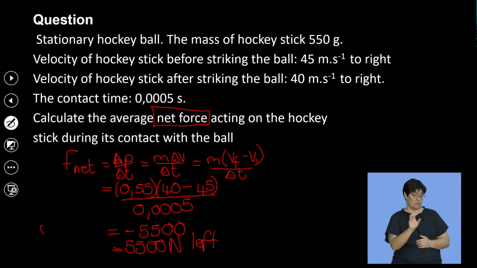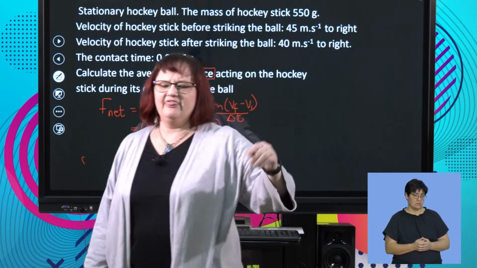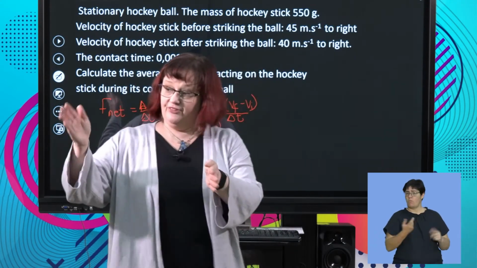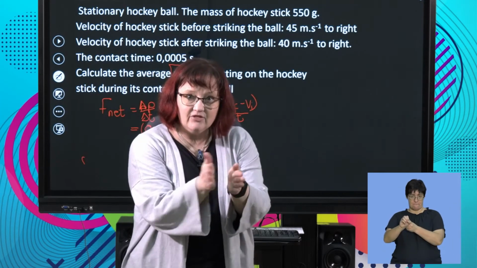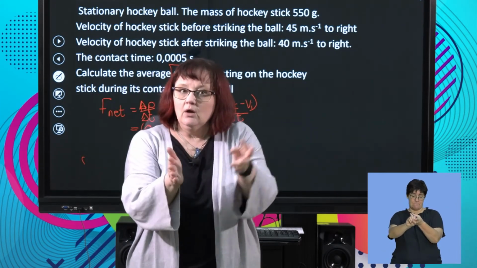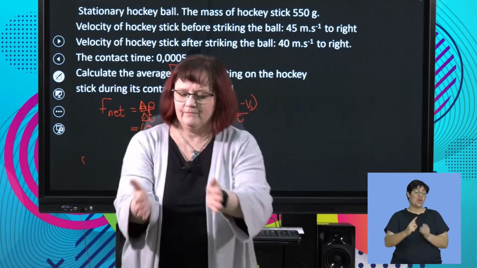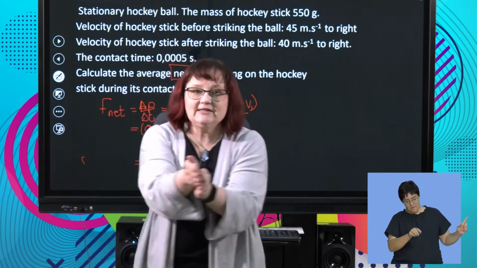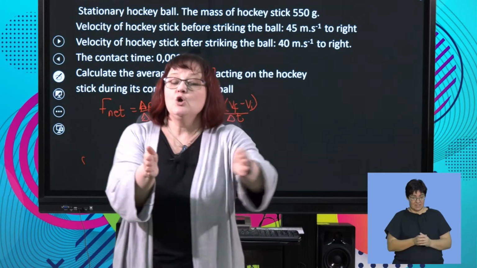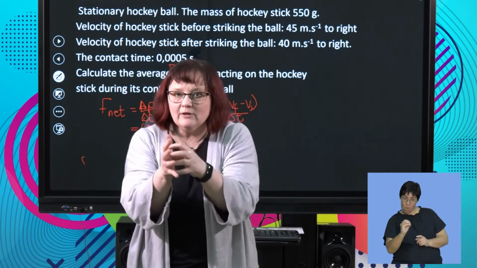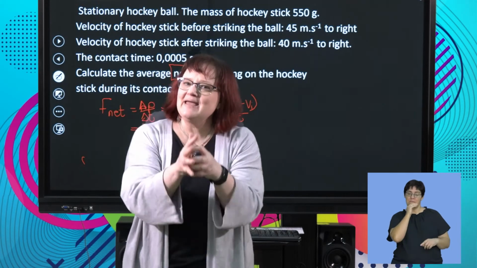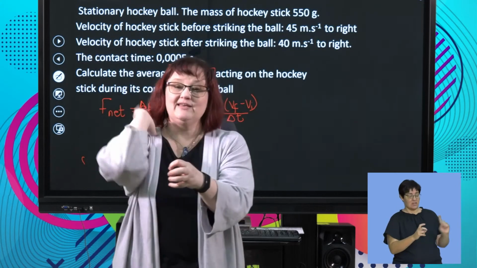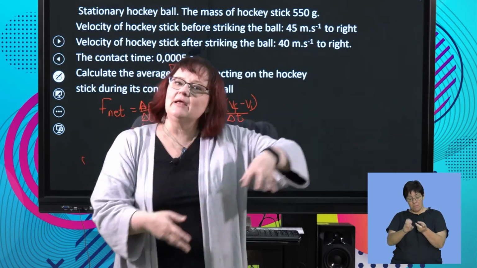This is now the question. Where did that backwards force come from? Okay, let me just put this down. The hockey stick is hitting the hockey ball. Remember now Newton's third law. The hockey ball is going to push back on the hockey stick: push on ball, ball push on the hockey stick. So it's the force that the ball is exerting on the hockey stick that makes the hockey stick slow down. And it's the force that the hockey stick exerts on the ball that's going to make the ball move.